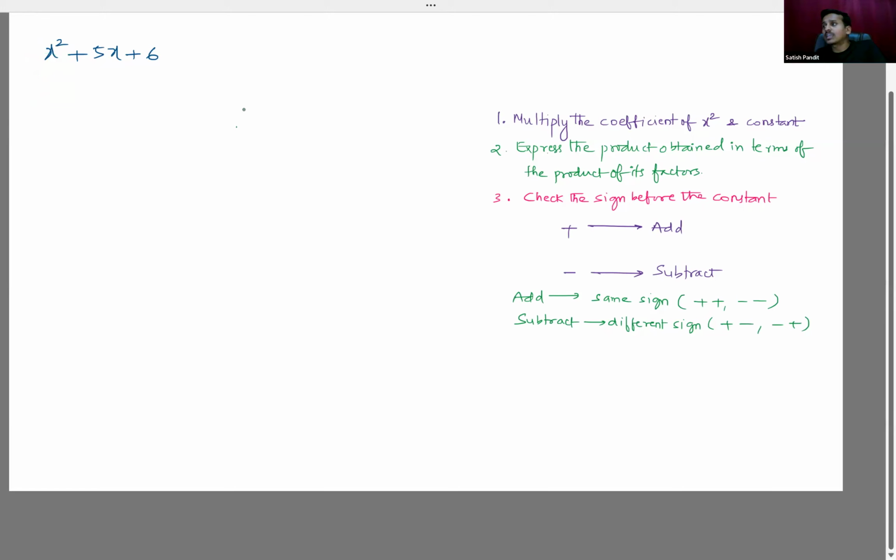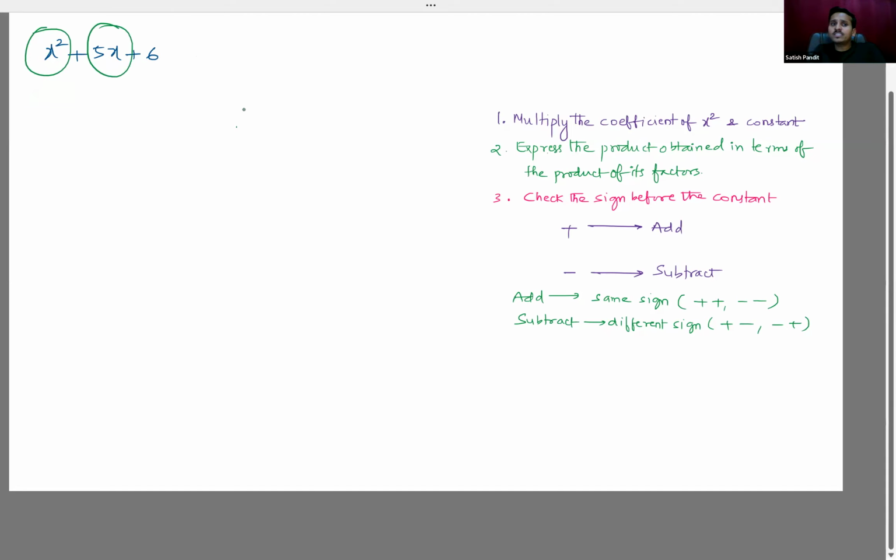We have discussed during our regular classes what we mean by a term. So if this is one term, second term, third term, there are three terms basically. How do we get terms? Whenever you have plus and minus in between the expressions, we get terms. So this is one term, this is the second term, this is the third term.